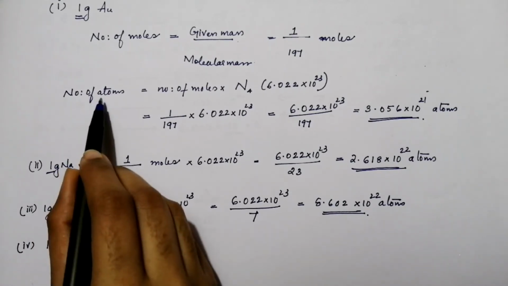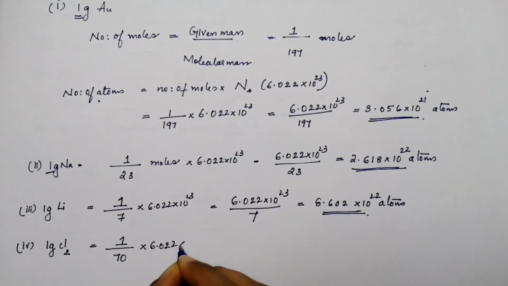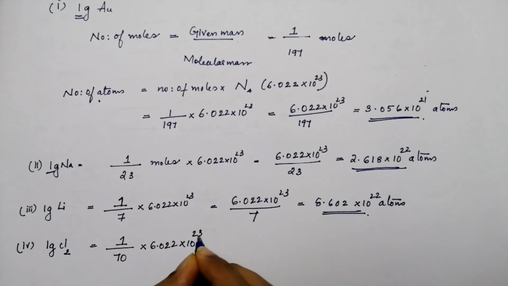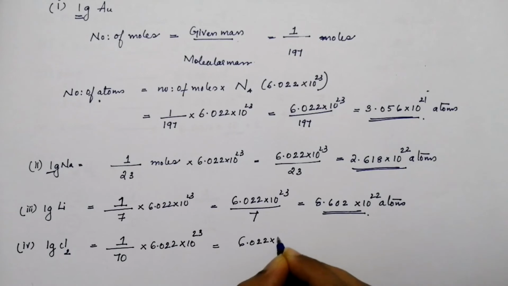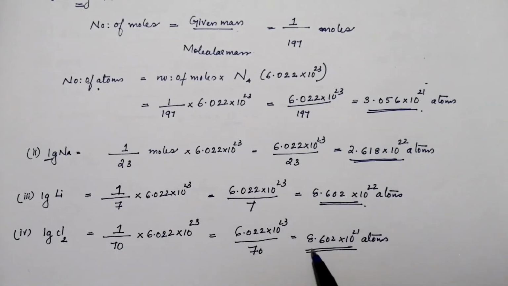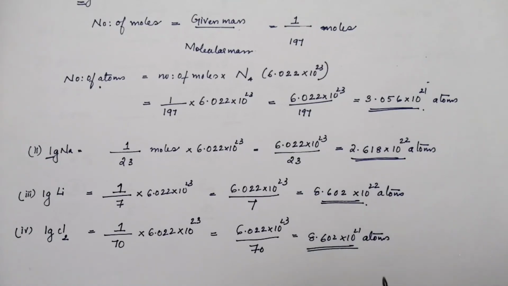And then to find the number of atoms, we do this multiplication with the Avogadro number, which gives us 6.022 into 10 power 23. Solving this, we have 6.022 into 10 power 23 divided by 70. We get the solution as 8.602 into 10 power 21 atoms.